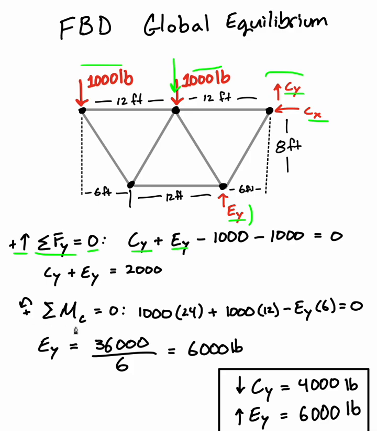Then we'll take the sum of the moments about point C, and we'll set that equal to 0 and solve. We have 1000 down times the distance 24, 6 plus 12, and 1000 here times 12 for this 12 feet to joint C. Then we have Ey times 6, and that equals 0. Okay, then when we solve for Ey, we get it equals 6000.